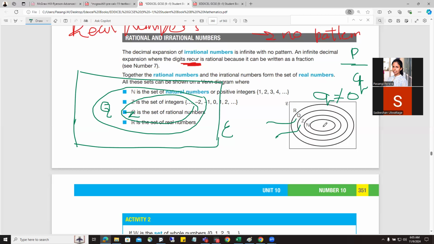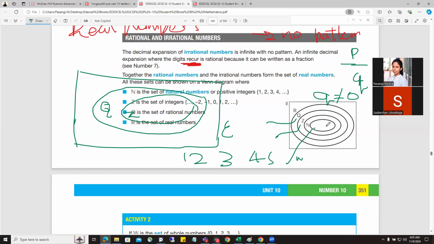Then we have the natural numbers. The natural numbers are only the positive integers, the countable numbers: 1, 2, 3, 4, 5, 6, 7, 8. So here we have the natural numbers.